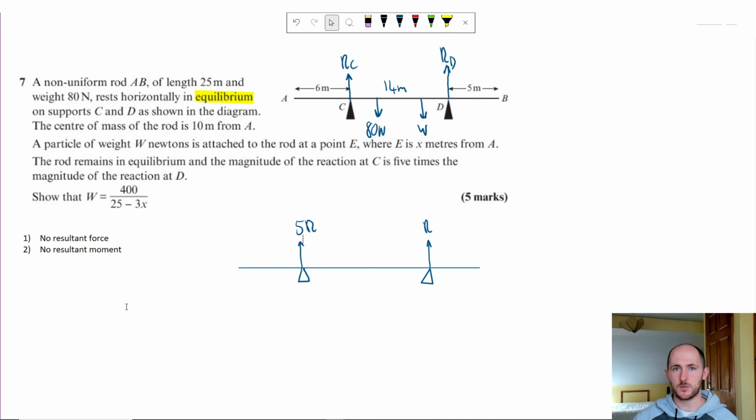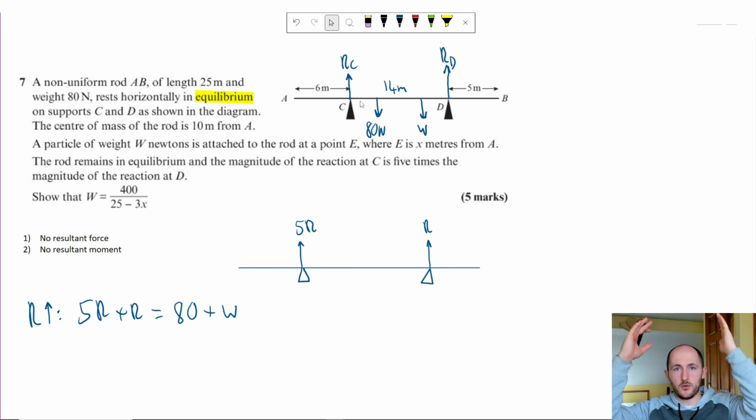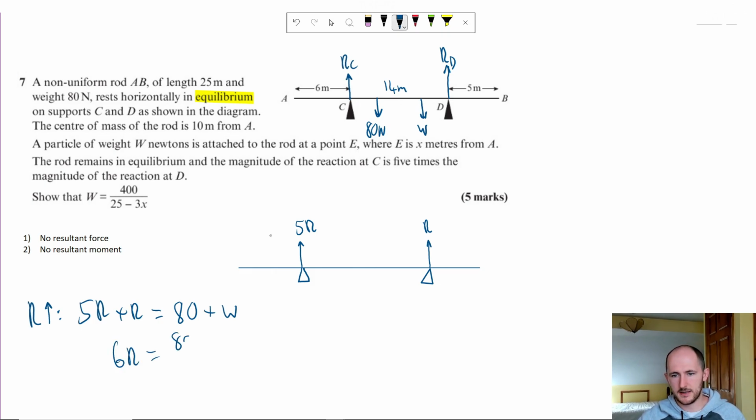So once I've labelled it, here's what I do. The first thing I do is I resolve vertically. So if I look at the forces vertically, well, pointing upwards, I have 5R and R. So we have 5R plus R, and it equals the forces downwards, which is 80 newtons plus W. And if you're wondering why that's the case, well, remember, it's in equilibrium, which means the forces up and down are equal and opposite to each other, because otherwise this rod would be going upwards or downwards. So that gives me 6R equals 80 plus W. I don't know why, actually I do know why I wrote it like that.